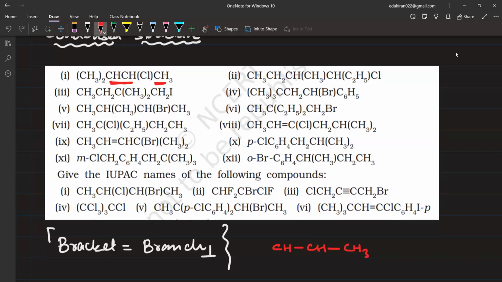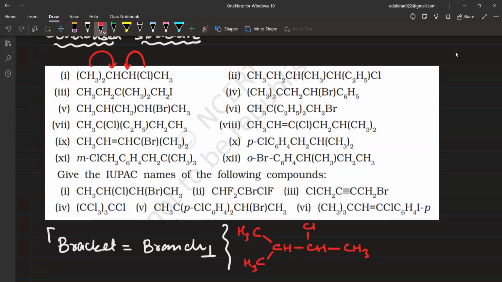Now, as you can see, this CH3 is attached to this carbon atom. It's quite visible, because the CH3 comes after this. And how many CH3 are there? There are two CH3s like this. So this CH carbon will have a CH3 here and a CH3 here. Now, if a bracket starts in the front, then obviously it is attached to the next carbon atom. But if a bracket starts in the middle, it is attached to the previous carbon atom. That means this chlorine is attached to the CH carbon.